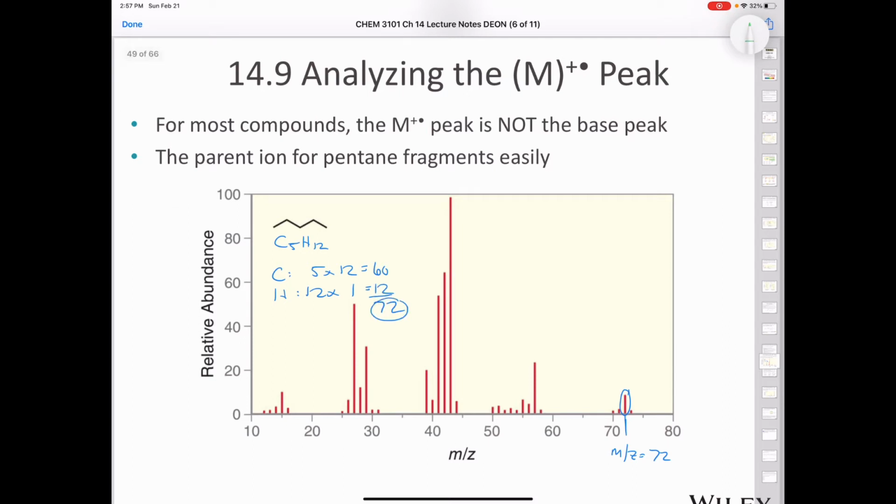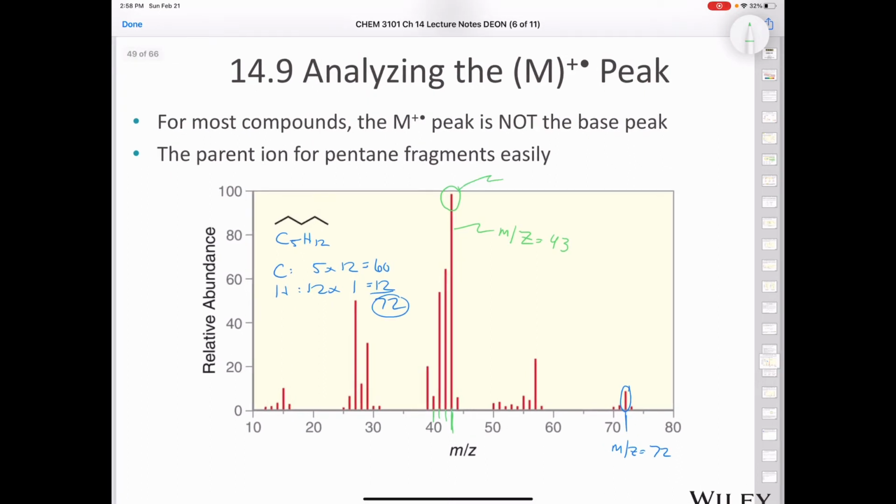And you can see that in the mass spectrum of pentane the most abundant ion is right here at a mass over charge of 40, 41, 42, 43. So this is 43. And since it's the most abundant ion, this is the base peak. And it is assigned a relative abundance of 100%.